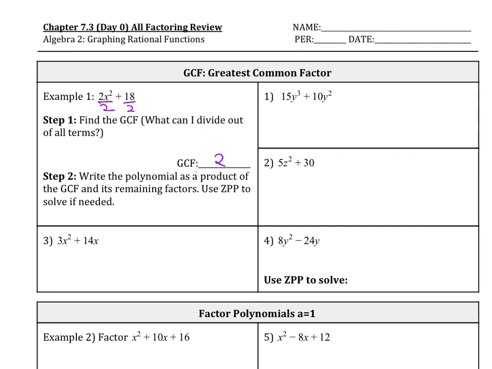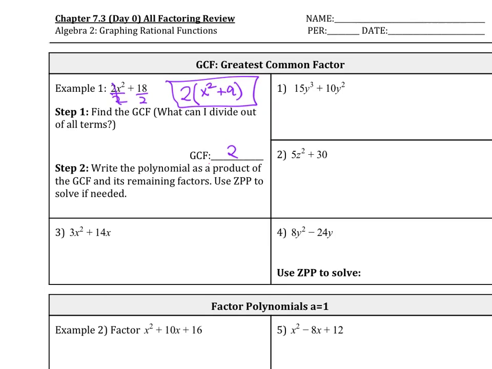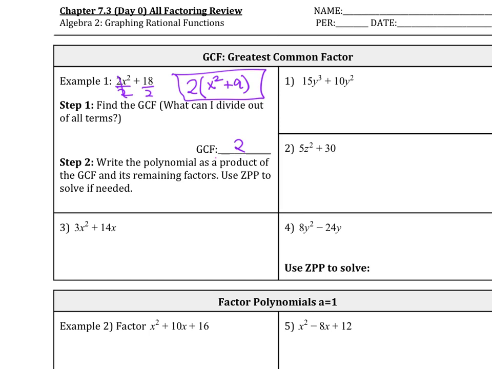Now when you write it, it's important that whatever you divide out, you put in front. And so the 2 comes out, and now we're left with x squared, and then 18 over 2 is plus 9. And so that is factored completely. Now number 3, we have 3x squared plus 14x.